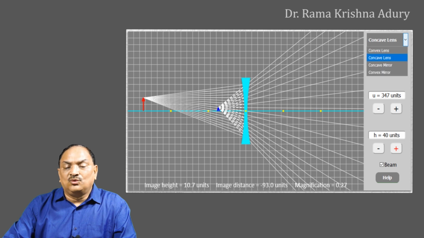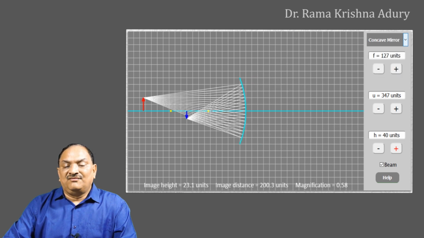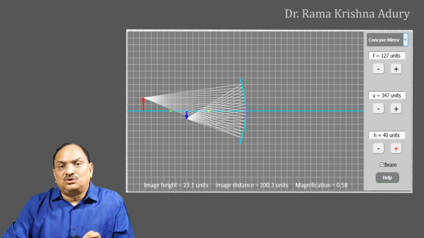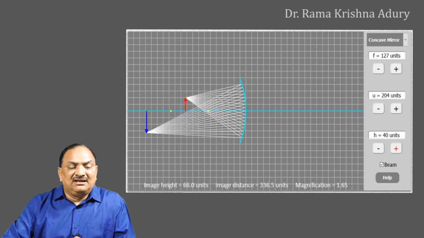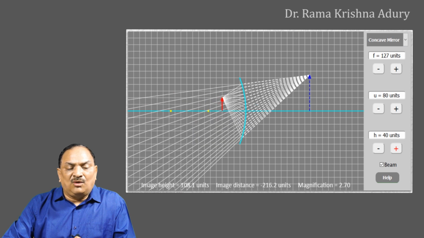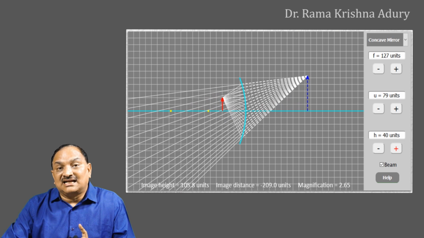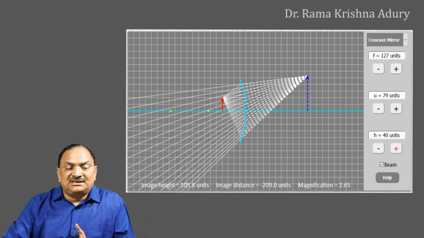Let us move on to a mirror. When you take a concave mirror and the image is formed due to reflection, let us understand the first case, when the object is placed at a distance less than the focal length. This is a concave mirror. You see the image formed on the other side of the mirror.